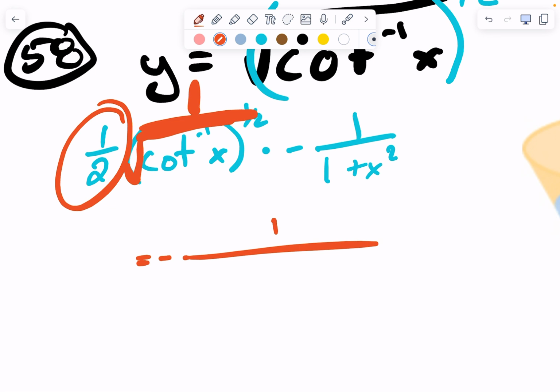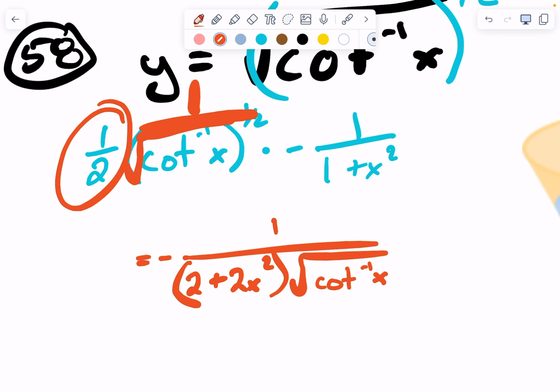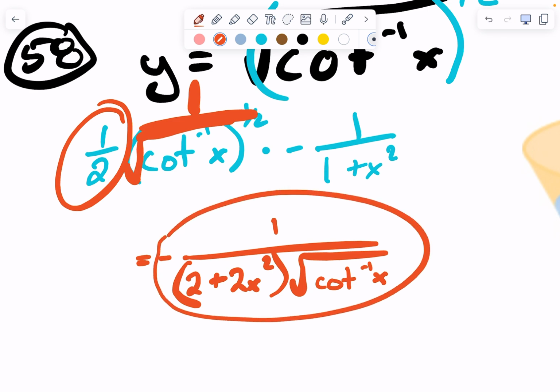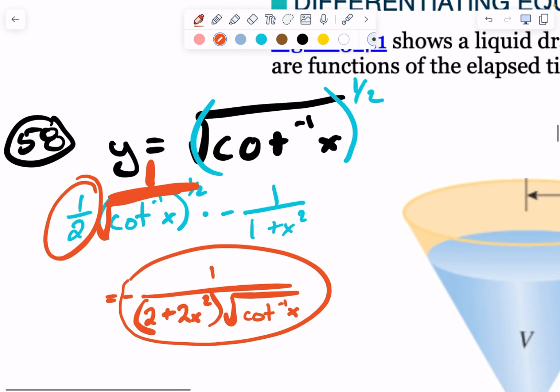Then what shall we do? 2. You want 2? Can you put 2 out front? I don't care. You could distribute the 2 through this guy if you want to. 2 plus 2x squared times the square root of inverse cotangent. We can't distribute him through there because that's got a square root. I think that's it. So, started with the chain and then the derivative of inverse cotangent.